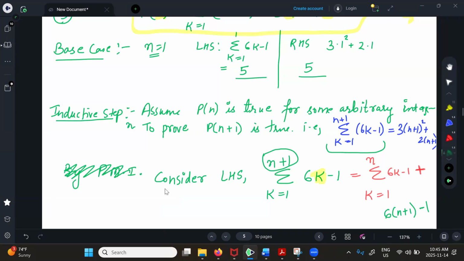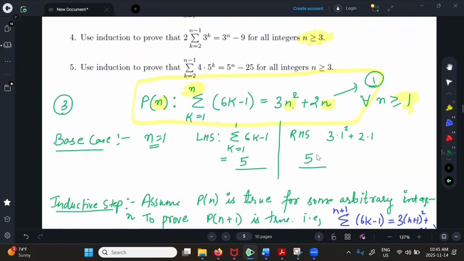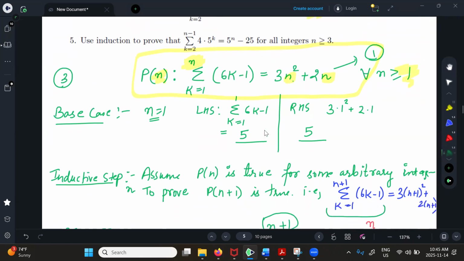You will assume Pn is true for some arbitrary integer, and prove Pn plus 1 is true. You will write down the equation, then immediately consider the left-hand side. Should we write the equation for Pn and label that as 1? Yeah, I'm being lazy here. I won't take off points if you just put 1 here. You don't have to copy it again.